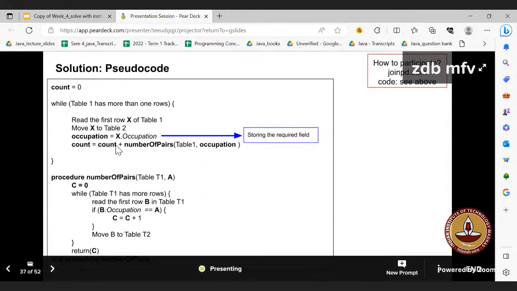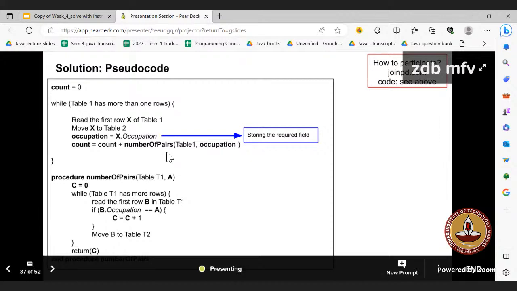Wait, I will say the execution of the pseudocode will happen line by line. Count equal to 0, while table 1 has more rows. Read the first row, move x to table 2, occupation equal to x dot occupation will happen, and then count equal to count plus number of pairs of table 1 comma occupation. After seeing this call, number of pairs comma table 1 comma occupation, only then the number of pairs procedure will start executing. Okay, ma'am.